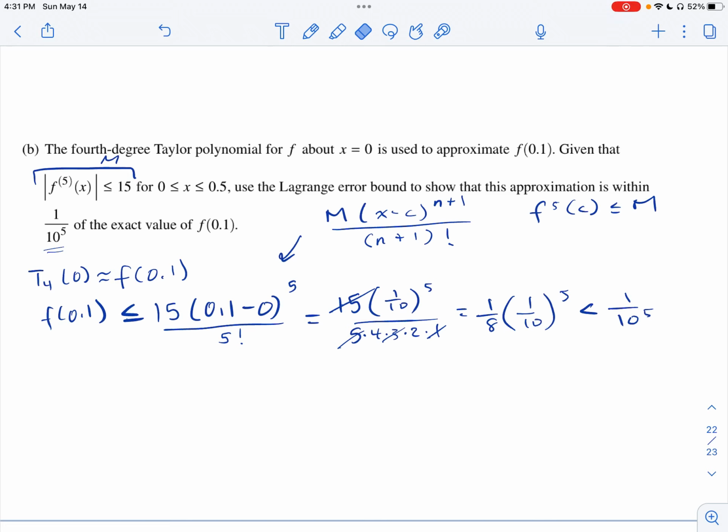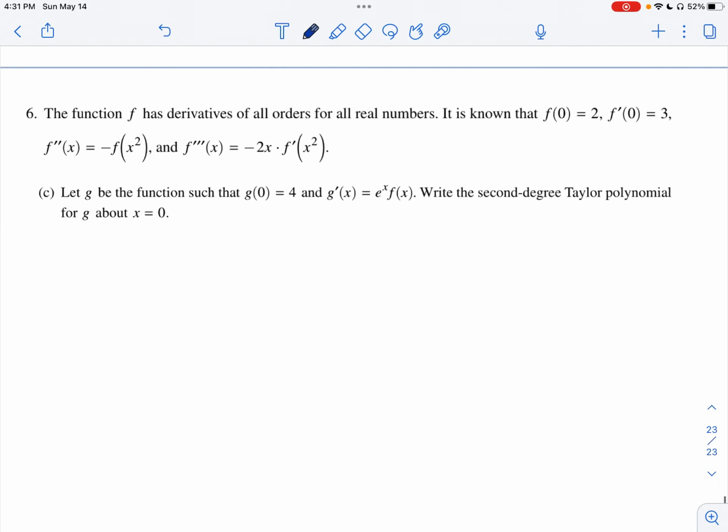So our Lagrange error bound is showing how good of an approximation our Taylor polynomial is giving us, and it's a pretty darn good one, okay? All right, so let's look at the last part.